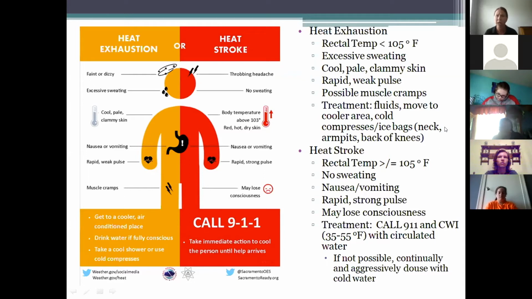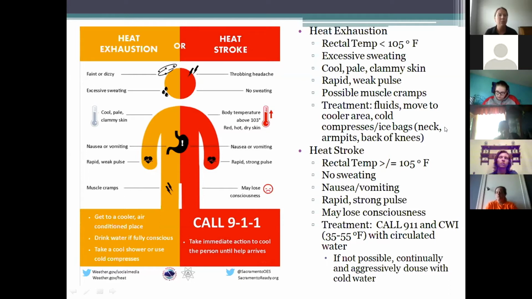Medical professionals, athletic trainers, EMTs, the best way for us to diagnose and know if there is heat exhaustion versus heat stroke is to actually take a rectal temperature, okay? Heat exhaustion is considered a rectal temperature of less than 105 degrees Fahrenheit.